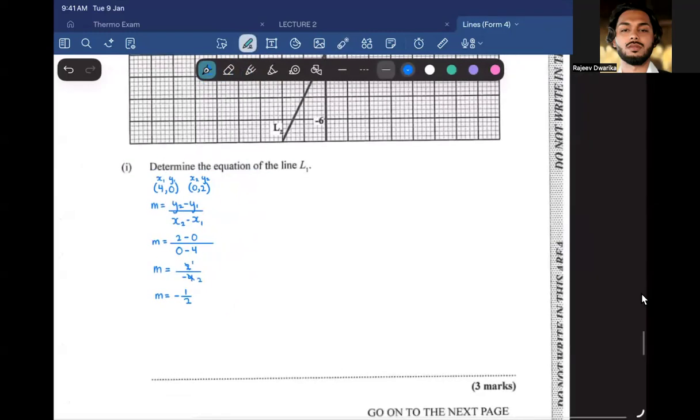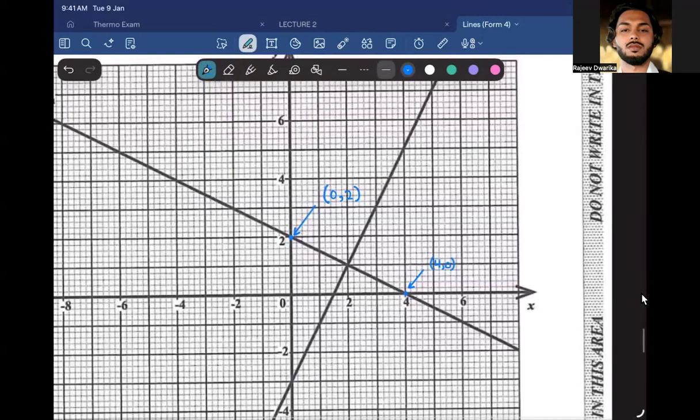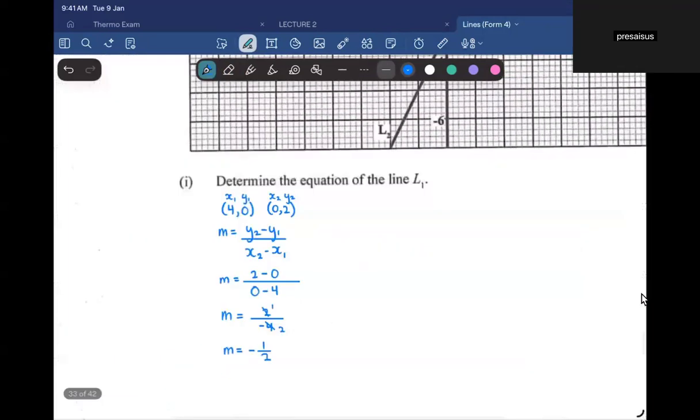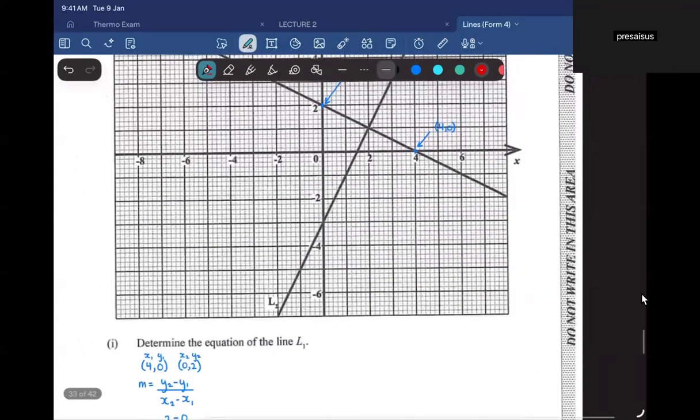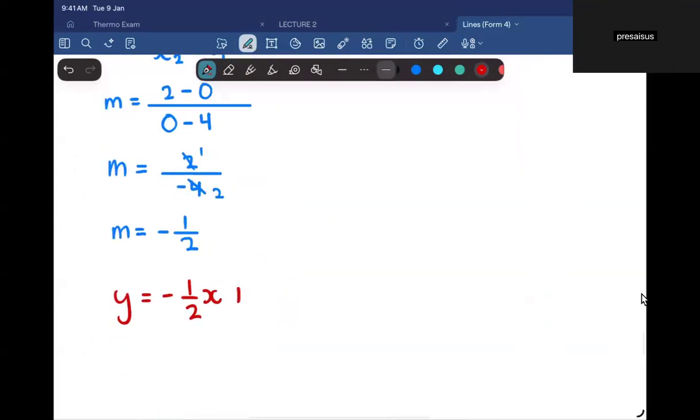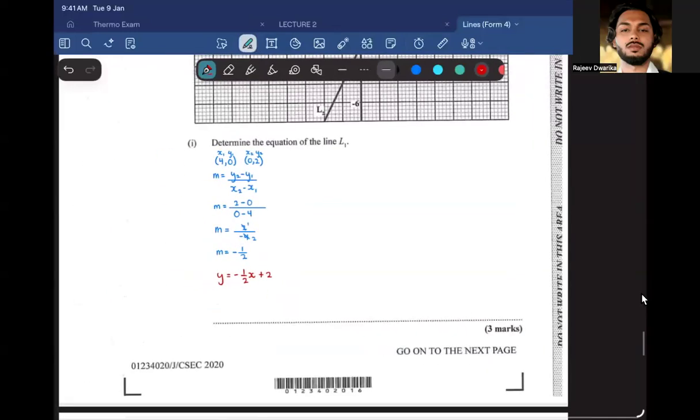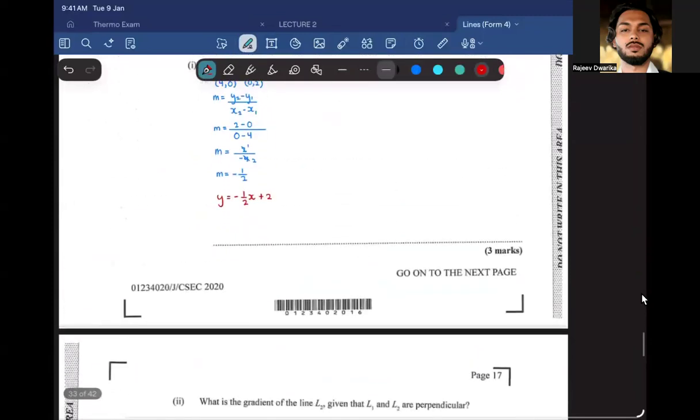Do we need to find the y-intercept, or do we have the y-intercept from the graph? We have the y-intercept from the graph. Right, so I could just write my final answer now. It would be y is equal to minus a half x, and the y-intercept was 2. So y is equal to minus a half x plus 2. Great. Nice 3 marks. That's our easy 3 marks.